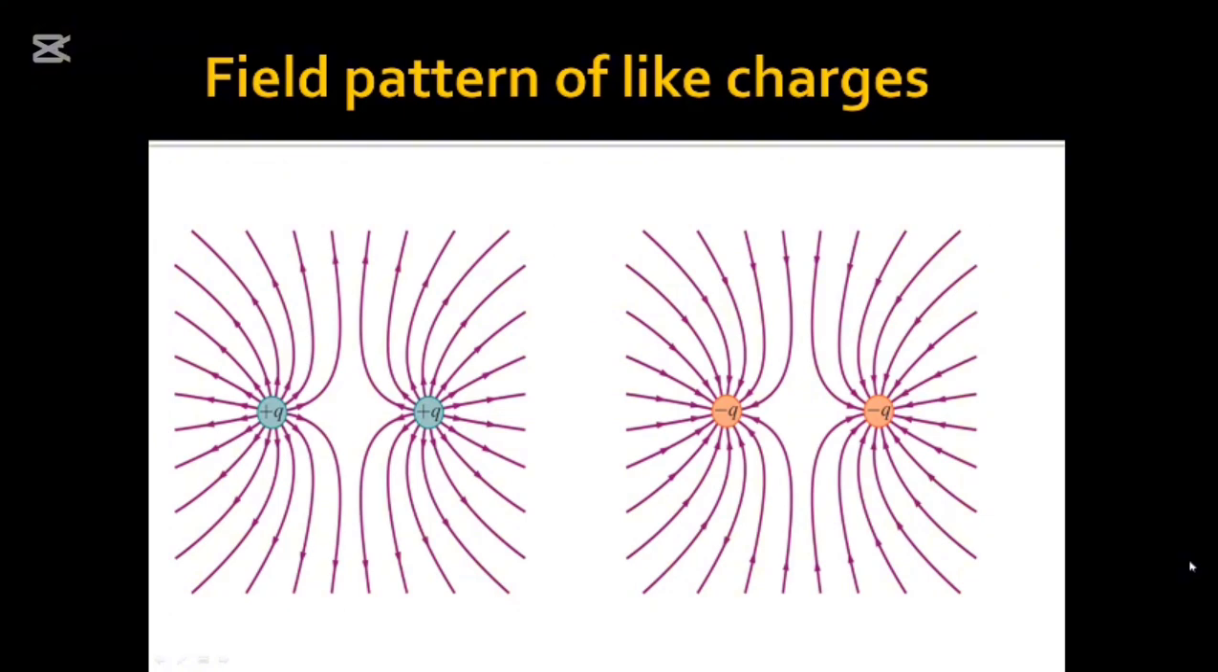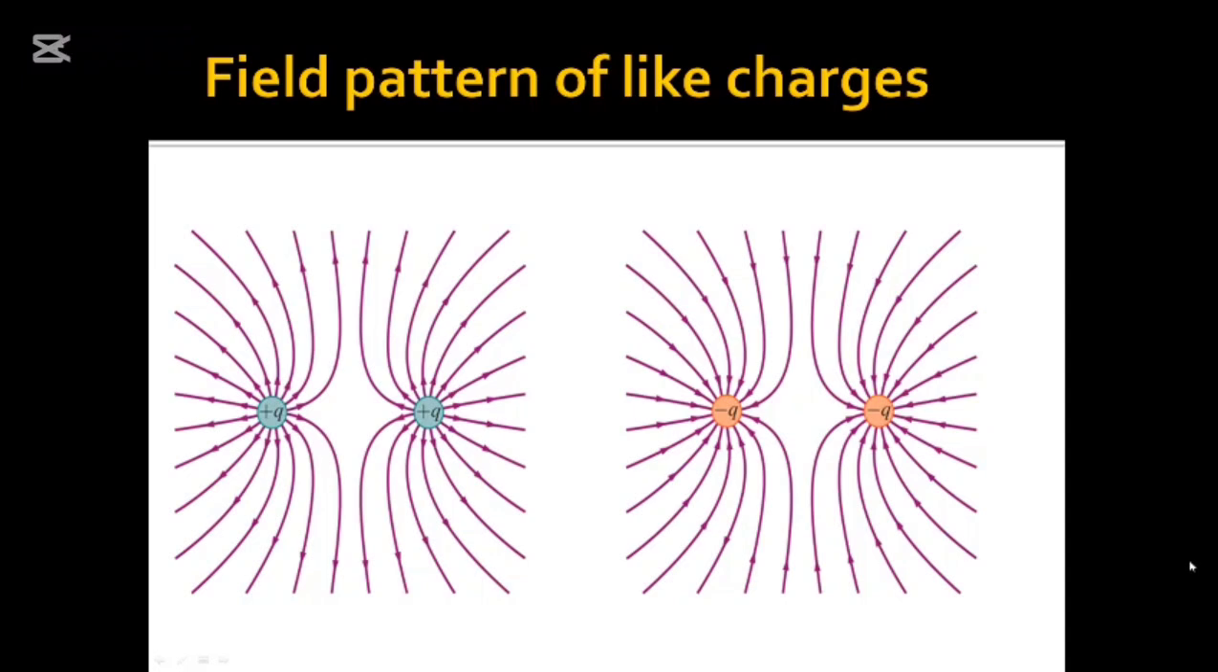Now we'll go to the next one. This one is field pattern of like charges. What are like charges? Charges of same sign. They have the same charge sign. Positive, positive, or negative, negative. Now let's look at positive. This positive produces, you can see it is going out, and the other positive is also producing, so it's going out. So nobody is receiving what they are producing. What do you see? Both of them will now be switching over and repelling each other because no one can receive it.